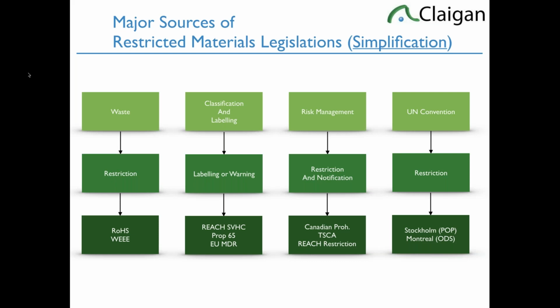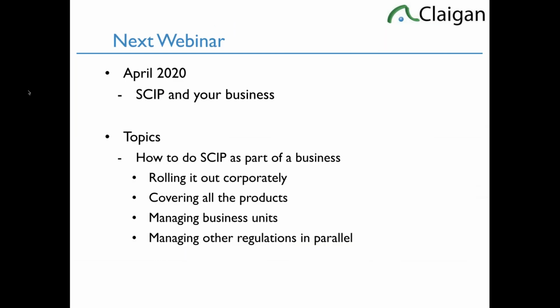And then the UN Convention, where countries agree on a risk or hazard to a family of substances, with the countries agreeing to implement some level of management of that risk, which then flows back either into classification, labeling, or risk management. It just comes from a different source, so we list it differently.